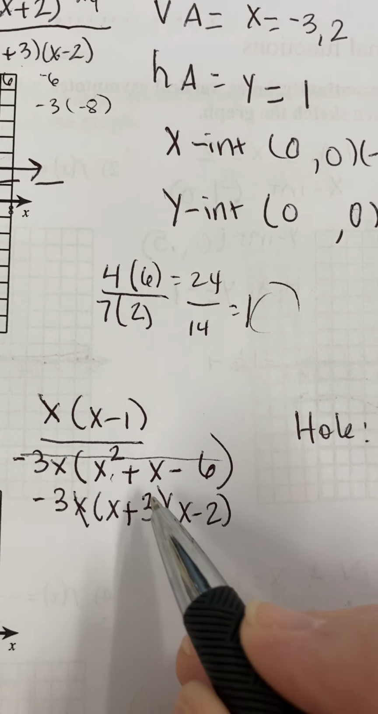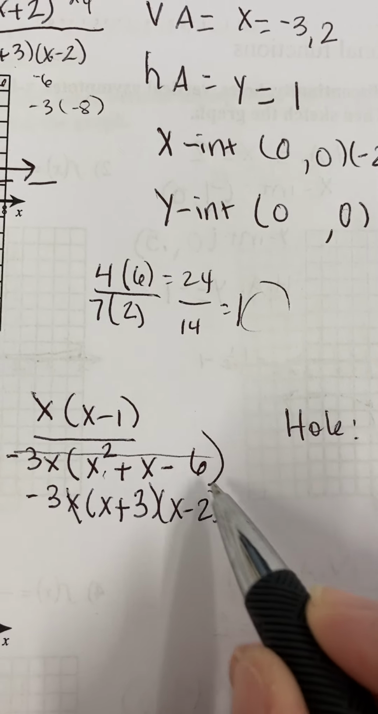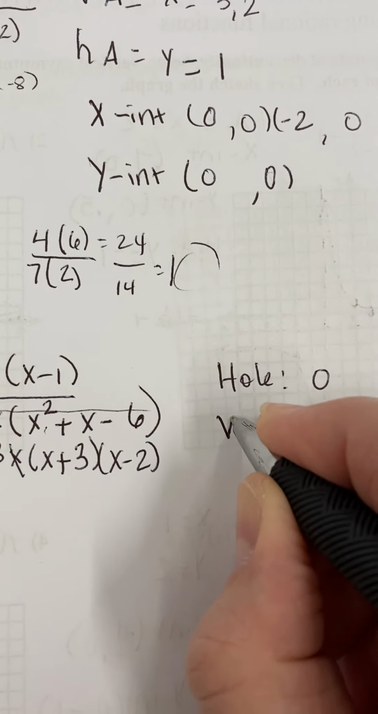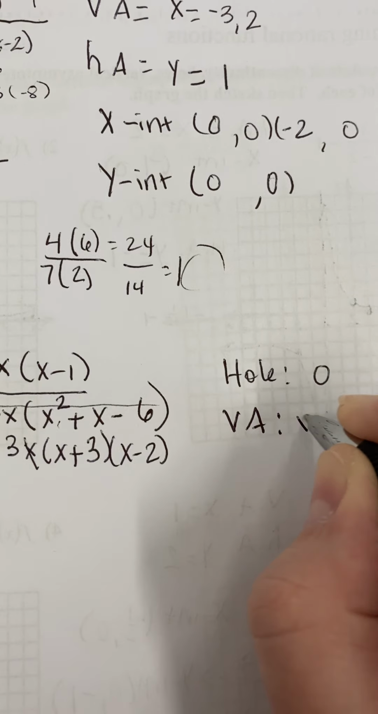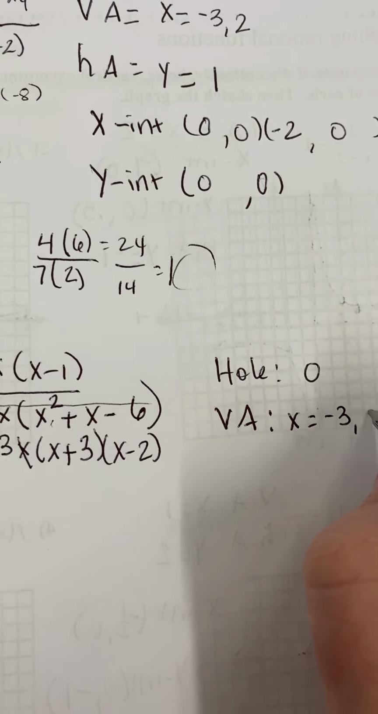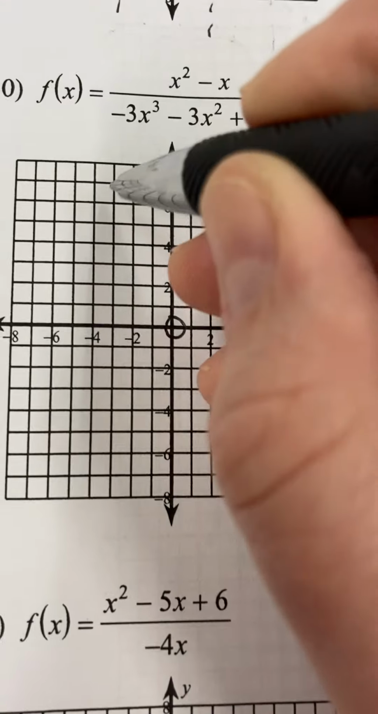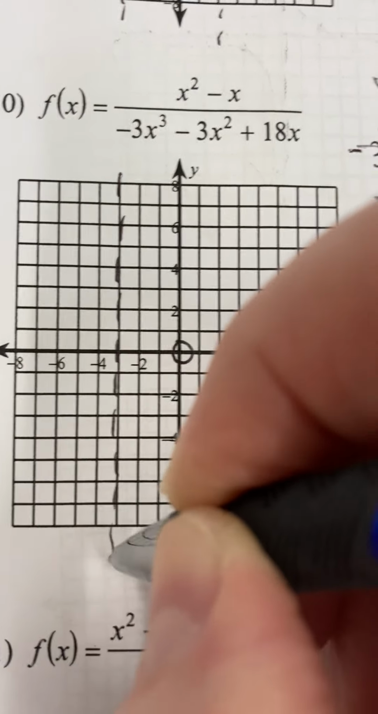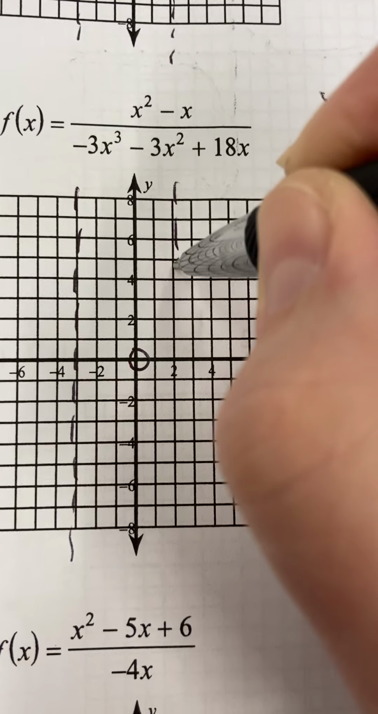All right, on the bottom, there's your vertical asymptotes, what it cannot equal in the bottom. So your vertical asymptotes are going to be when x is negative 3 and x is a positive 2. It's kind of like we had this last time, I think, the same one. So at negative 3, positive 2.